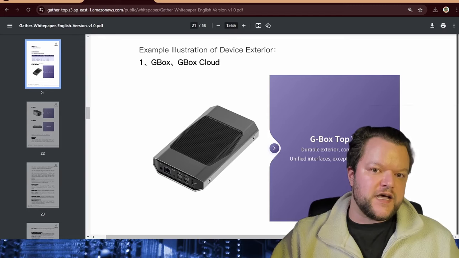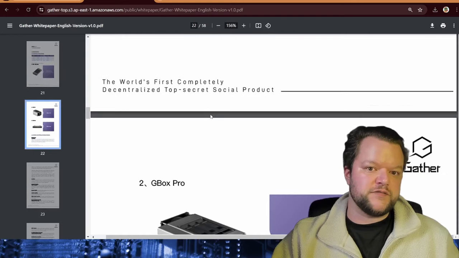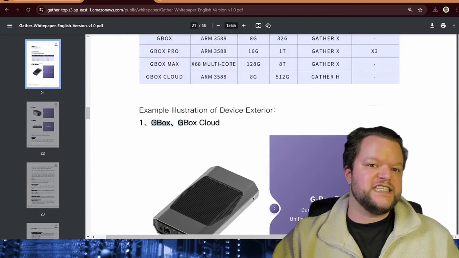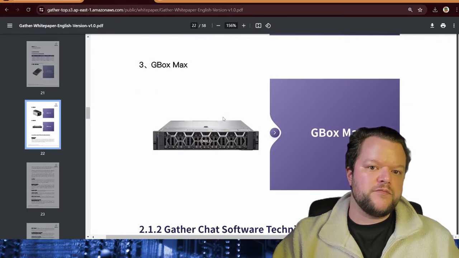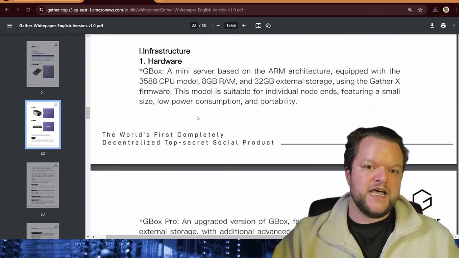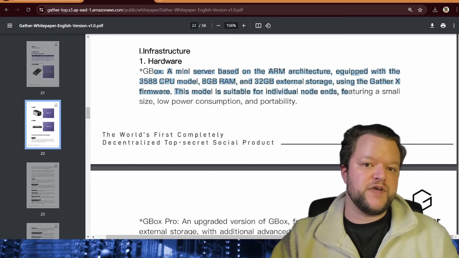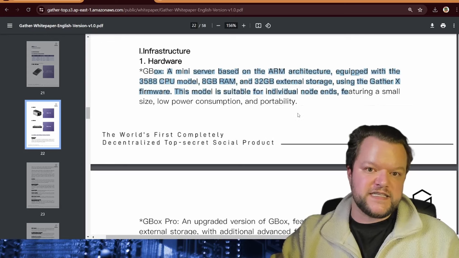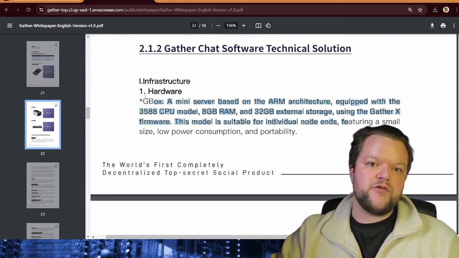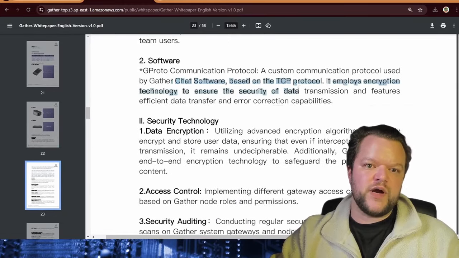These are some of the products that they have available to customers. Well, the first one is called GBox, GBox Cloud, GBox Pro, GBox Max. And here you can read a bit about, this is the white paper. I will have a link below this video to this exact white paper, so you can go over these steps yourself. Hardware for the GBox, etc. So it just says here software, etc.